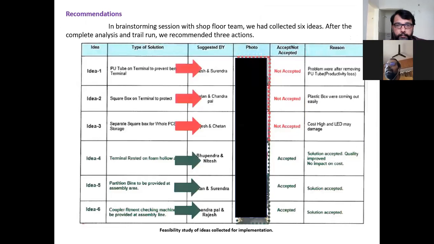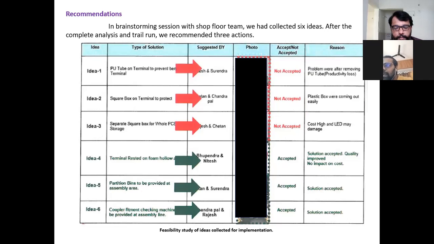And what we recommend here is, overall we did brainstorming in the work area and in the CFT team all over. While doing the brainstorming, we got around 6 ideas. Out of the 6 ideas, we took 3 main significant ideas which were solving our problems. They are terminal related. To avoid the bending, the terminal should be rested on hollow foam. One of our colleagues gave this idea, which was accepted, and we have implemented that.